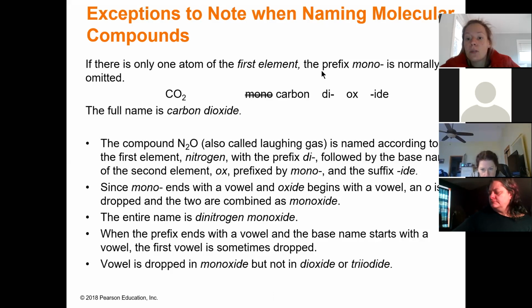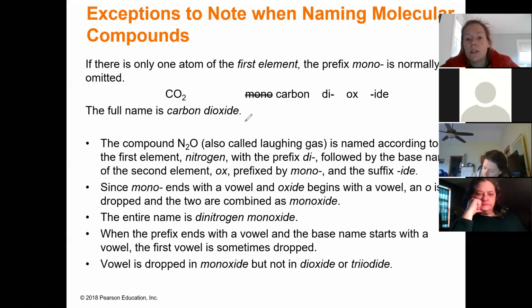There is one exception where you can drop a prefix. If the first element only has 1, you don't have to say that this is monocarbon dioxide. We would drop the mono and just call it carbon dioxide. If there is 1 on the second one, you have to say that. So let's do a perfect example of that.